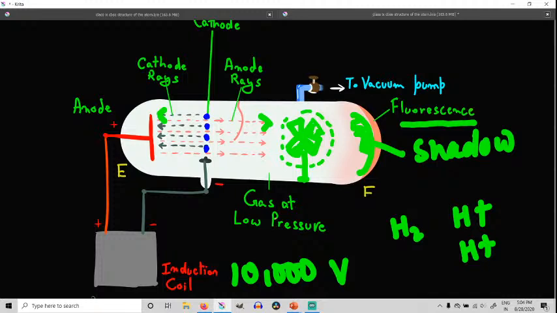And then when the anode rays are generated, they will show that anode rays are deflected towards the negative plate of the electrical field. That produces fluorescence, and this proves that they are carrying a positive charge, right? They are carrying positive charge.